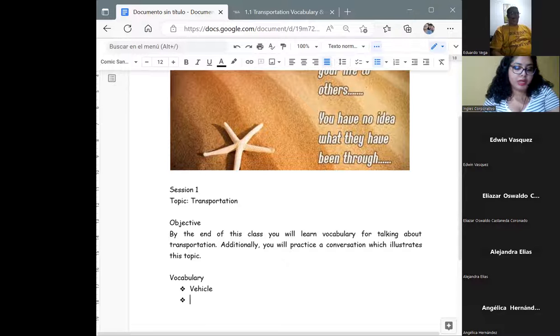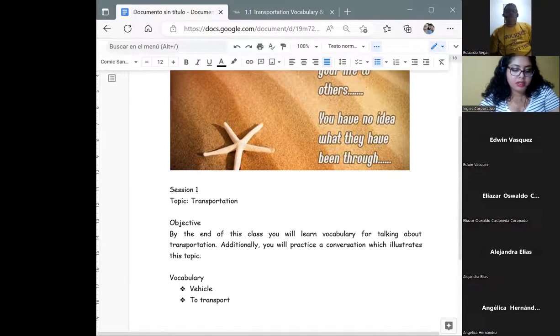Then we have another one. To transport, to transport. Transportar, in this case, is take or carry people or goods from one place to another using a vehicle. Transportar es llevar personas o cosas de un lugar a otro utilizando the first word, la primera palabra, a vehicle, un vehículo.